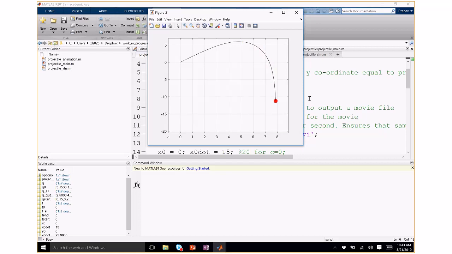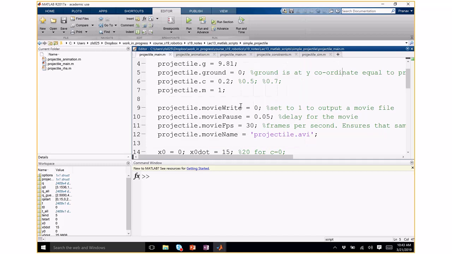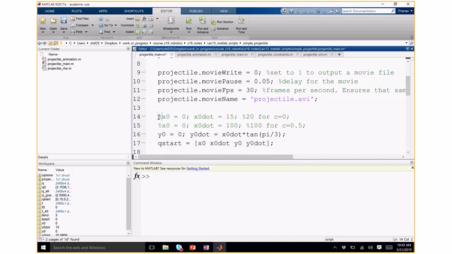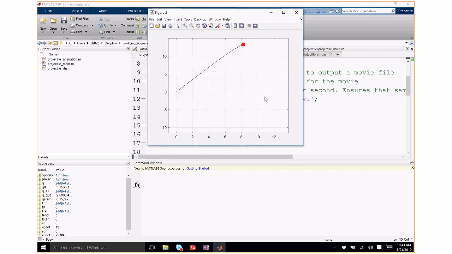So it doesn't quite look like a parabola. It turns out that if you increase the speed, you'll actually see the effect of adding drag force. I'm going to increase the speed to 100. So you can see that the path is not a parabola.